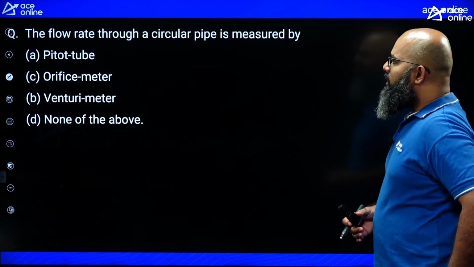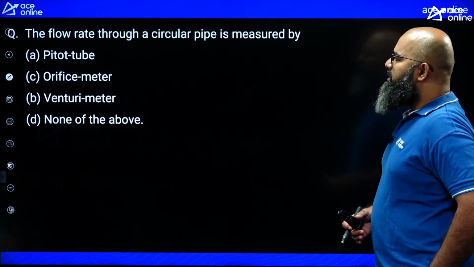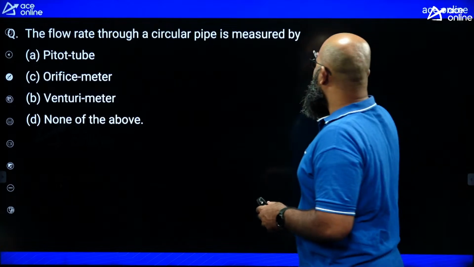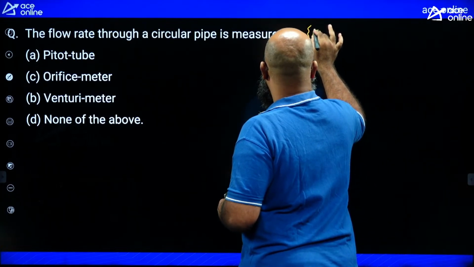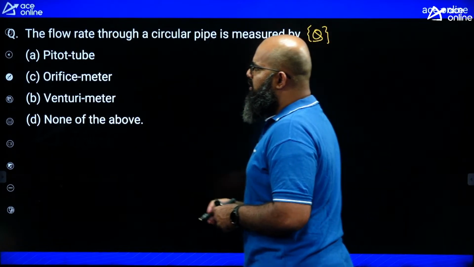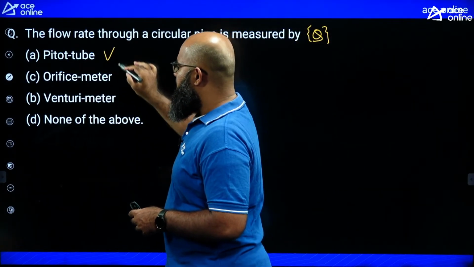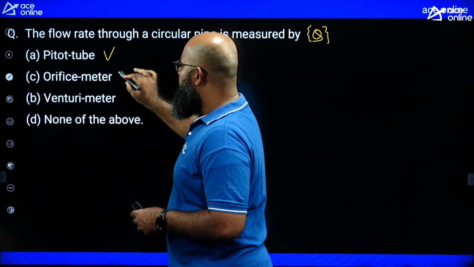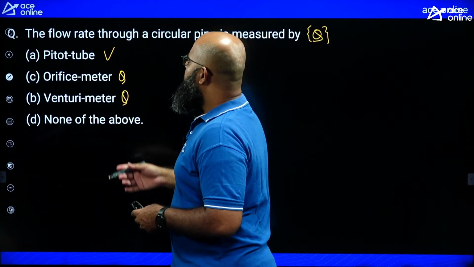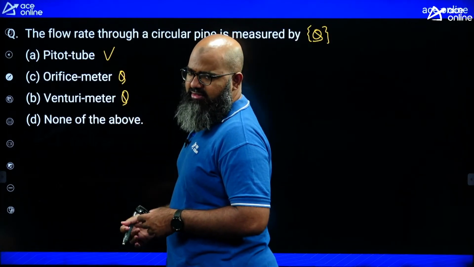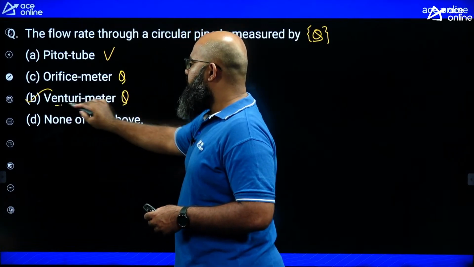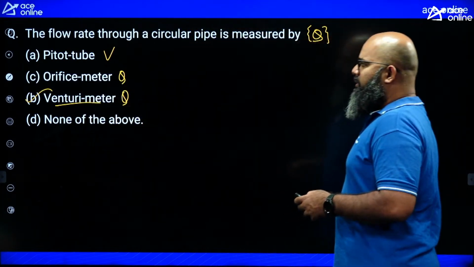Next thing. The flow rate through a circular pipe is measured by, okay, flow rate means what? Discharge. What is the device used for measuring discharge? Pitot tube is used for measuring velocity. Orifice meter and venturi meter both are used for measuring discharge. None of these is a wrong answer. Now, if both have been given, you can choose any one of them, but the better answer over here would be a venturi meter. Moving further.